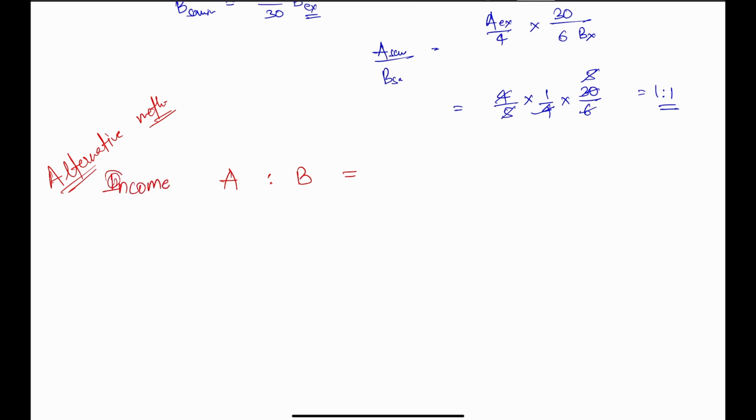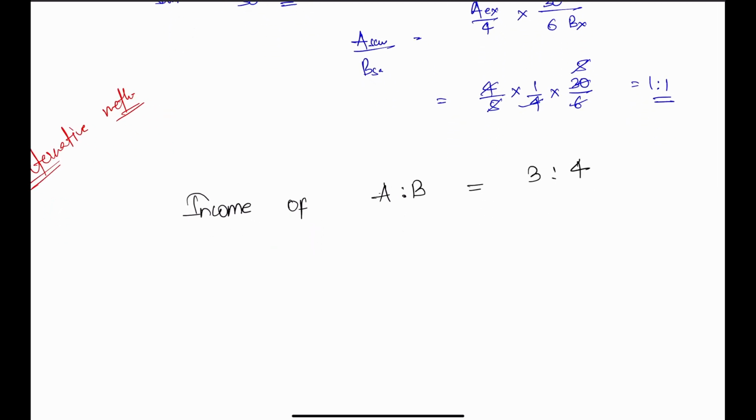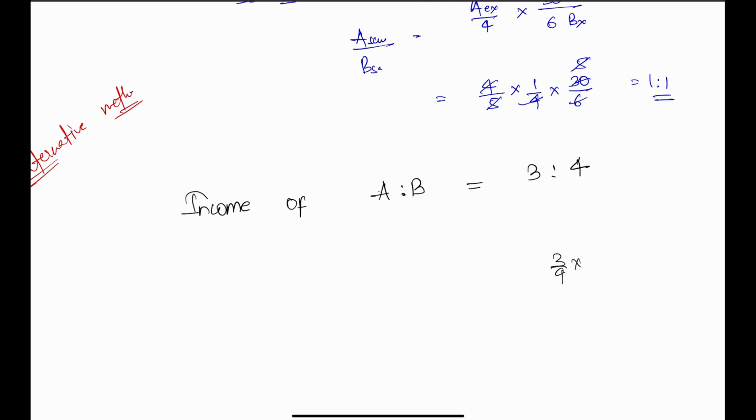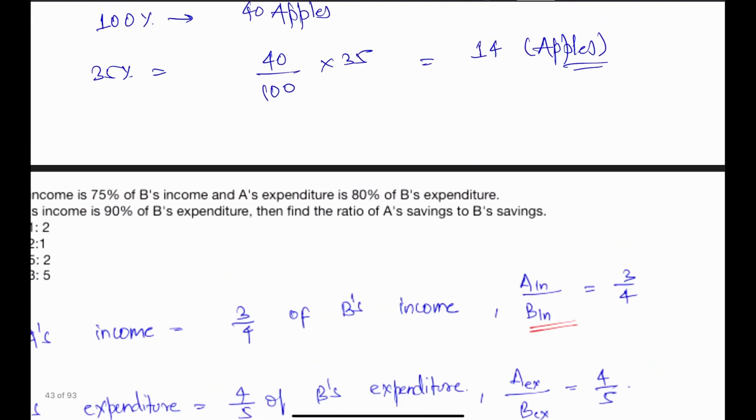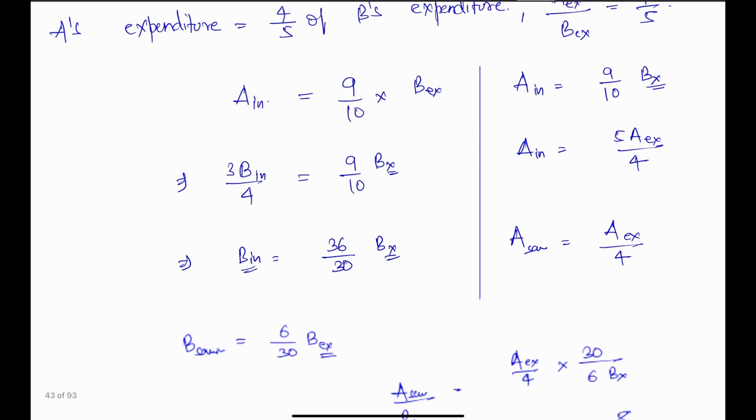So I think it's better to use black pen now. Alternate method, because yeah, it's better to use the black pen. So income of A is to B is given as 3 is to 4. Then only it will be there, na? So 75%, 3 by 4 into 100, 75%, fine. So first thing is done. And A's expenditure is 80% of B's expenditure. So similarly 4 by 5.